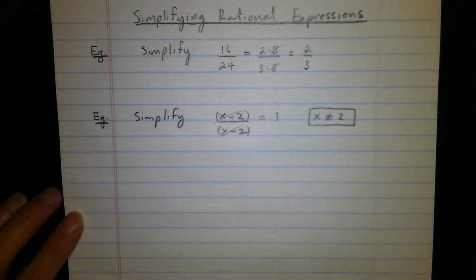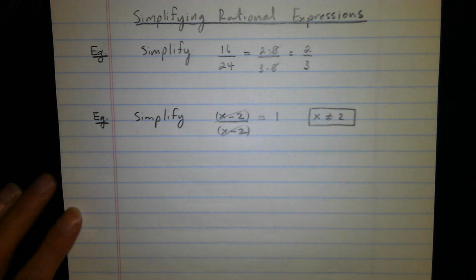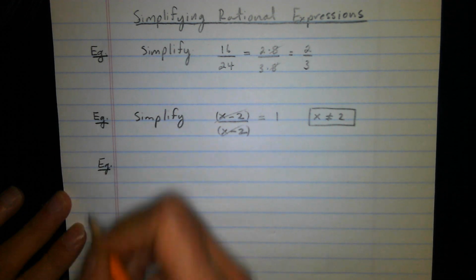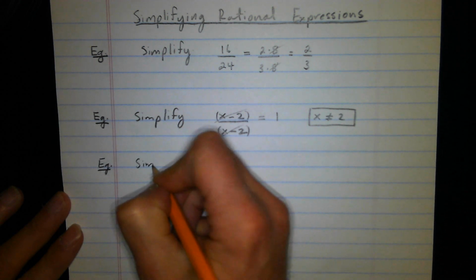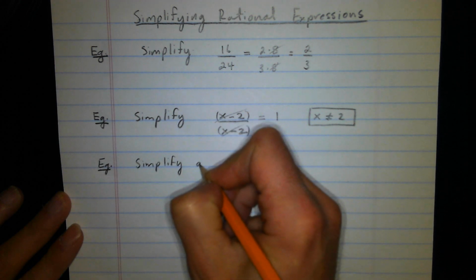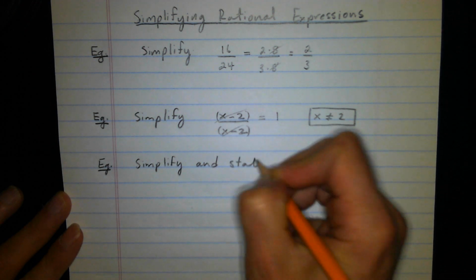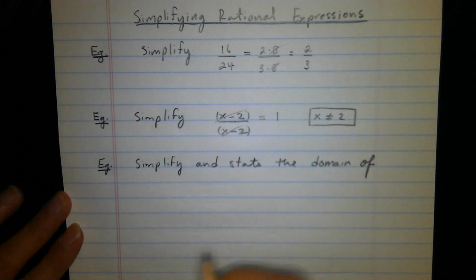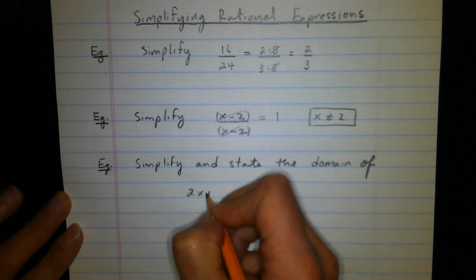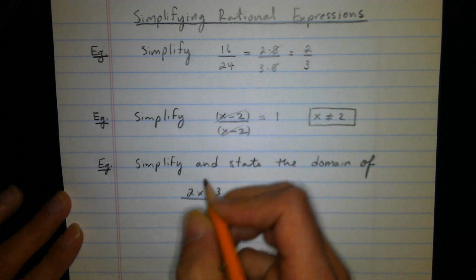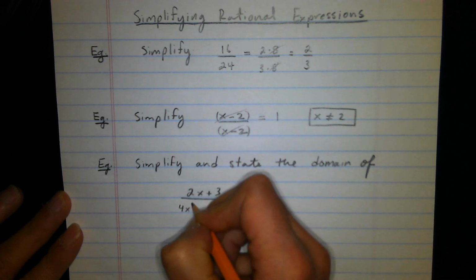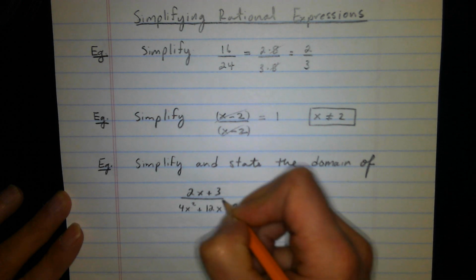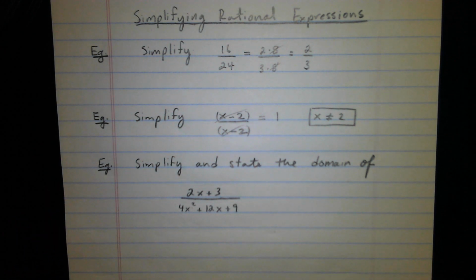Okay? All right, so next, let's look at simplifying a more complex rational expression. Okay, let's simplify and state the domain of 2x plus 3 over 4x squared plus 12x plus 9.